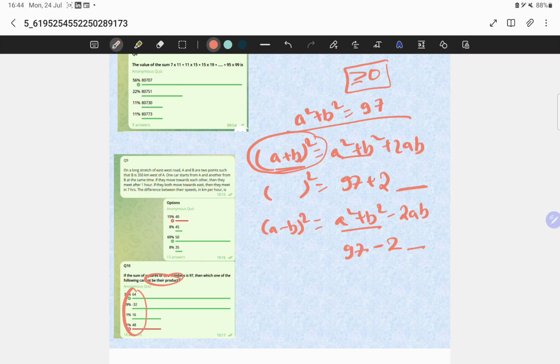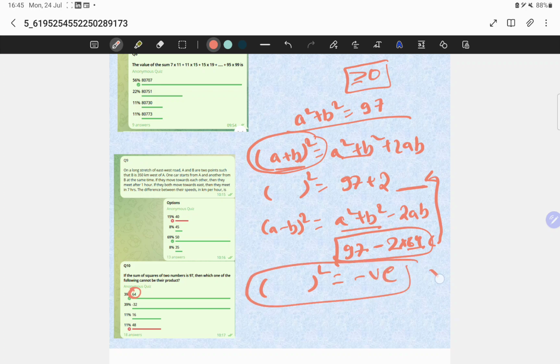Now when we plug in the options, like the first option, if we plug 64 into both of these equations, we should get a non-negative term. But if we put 64 in this equation, this will be 225 and this will be a negative term. So basically the square of a term will be negative. So is this even possible? No, it isn't possible. So 64 is not possible. So that's it. This was the solution.